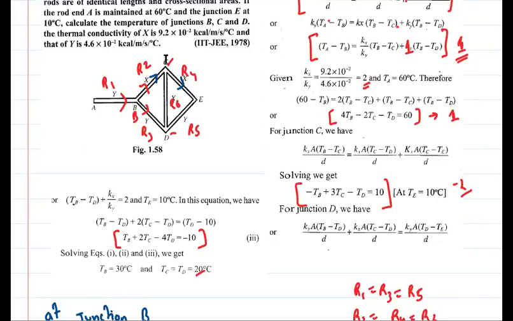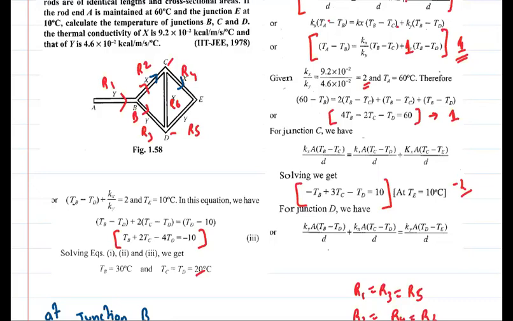In the same way, you will find the equation at C and the equation at D. We will get this equation and this equation. Then we will solve all the three equations. Got it, guys? Yes or no? So this is method one. Everyone got method one?